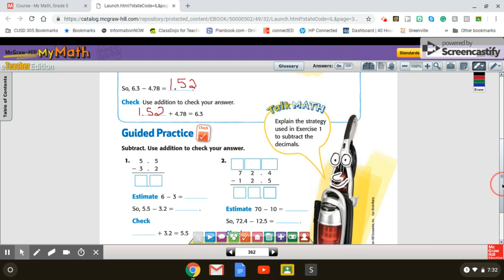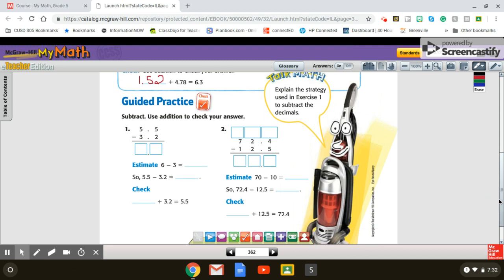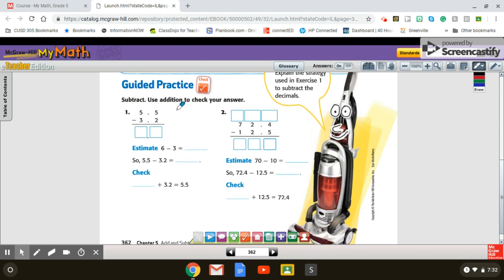Go ahead and do this guided practice here at the bottom. Pause the video and do number 1 and 2, and then turn it back on when you are done with them.